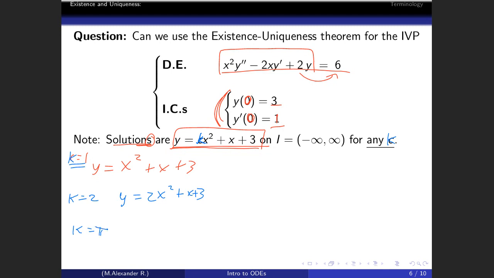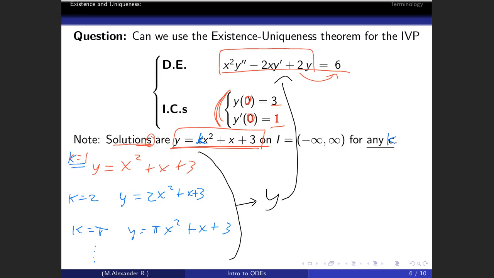And when k is equal to, you can just choose another random number. You can put a pi if you want to. So y is equal to pi x squared plus x plus 3. And you can plug in any other number that you want to. So you can plug in a whole bunch of numbers, infinitely many numbers. And what we're saying is the following. All these functions, no matter what k number you plug in, plug in for y into your differential equation and also into your initial conditions. All of those functions satisfy the differential equation and also the initial conditions. So we're saying that infinitely many functions satisfy this differential equation and initial conditions. So we have infinitely many solutions to the problem.